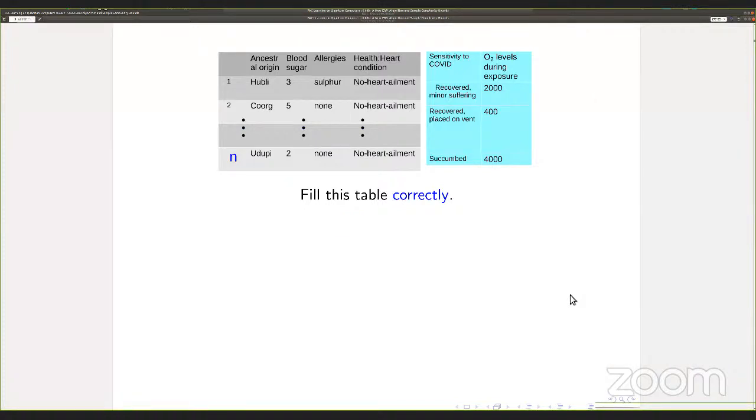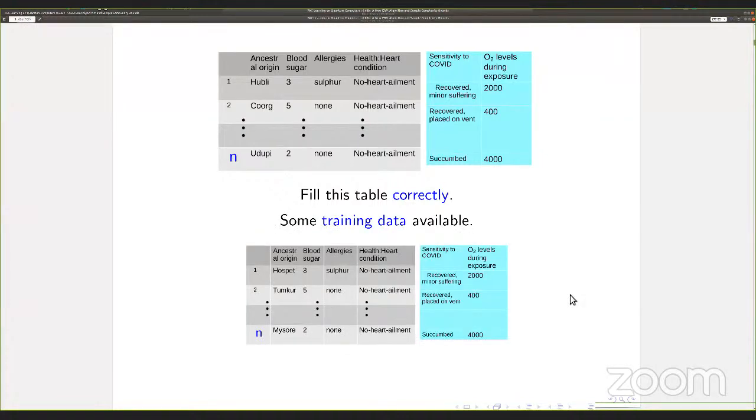So the right is not clear to me. The right is all empty, and you have to fill that right table for me. Okay, and what he says is, hey, I have some training data because the airport in Bangalore has already seen some people come in, and I have seen that some people have already suffered, and I can figure out how many of them are suffering and stuff like that. So can you use that data to kind of fill the table up?